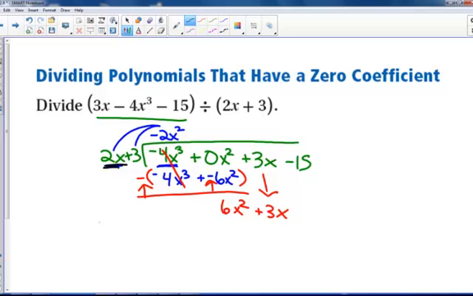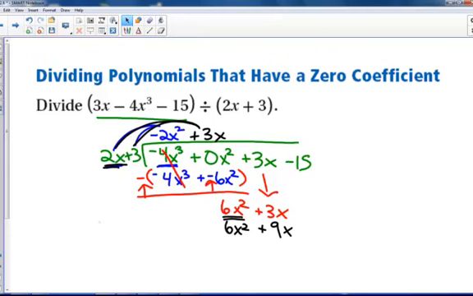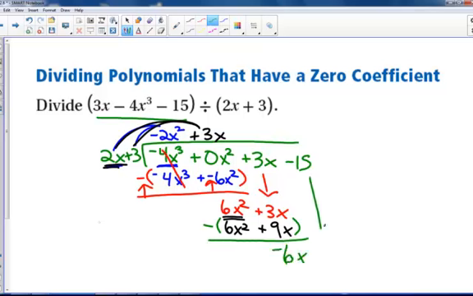All right, 2x times what is 6x squared? That'd be 3x. 3x times 2x is 6x squared. 3x times 3 is 9x. Subtract the whole thing. Negative 6x. We're now going to bring down the negative 15. 2x times what is negative 6x? And that'd be negative 3.